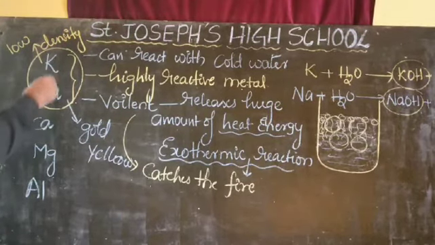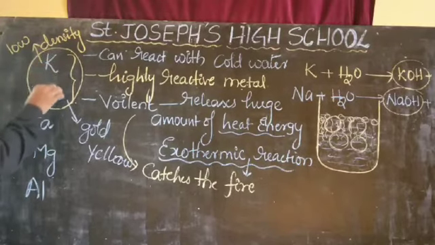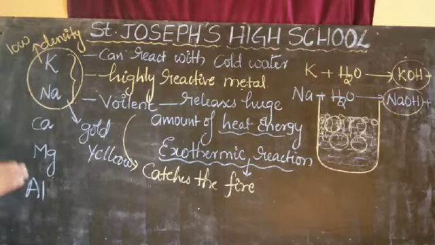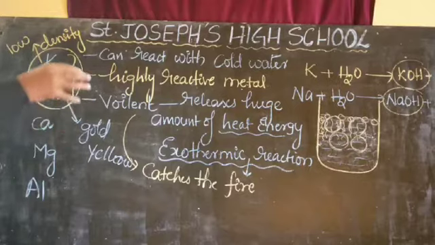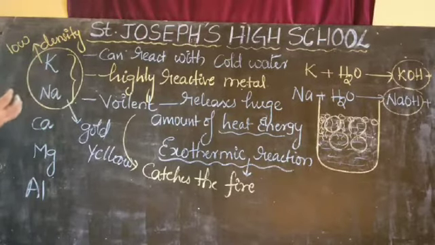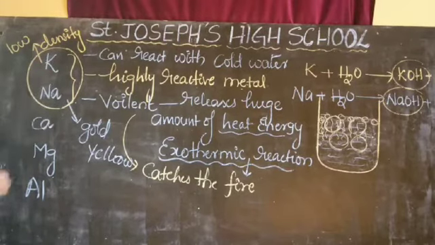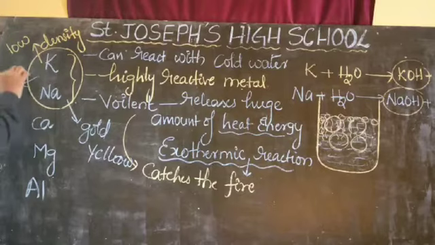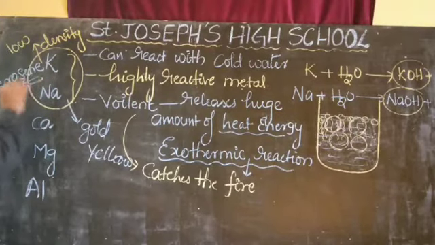That's why we never store these two metals in the open or in contact with the atmosphere. In the atmosphere, we know water vapors are there. That's why we never store these two in contact with the atmosphere. They are stored in kerosene. Okay, children?